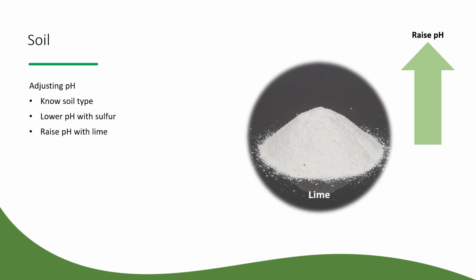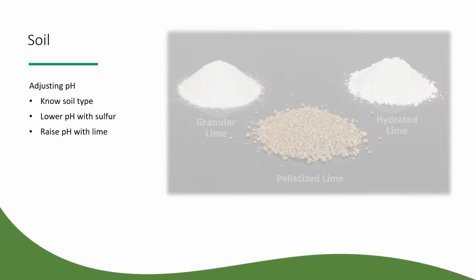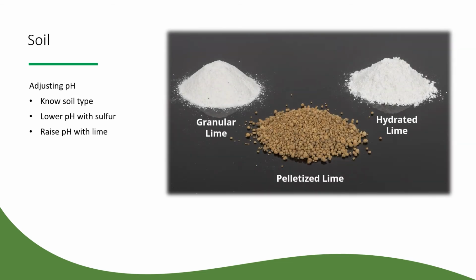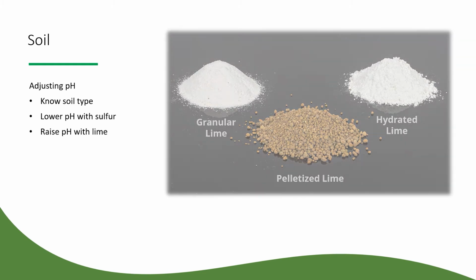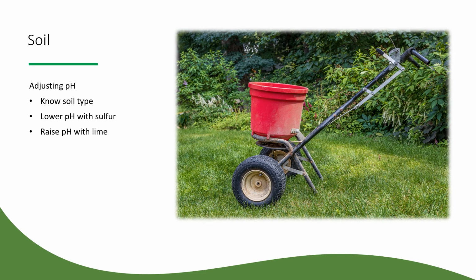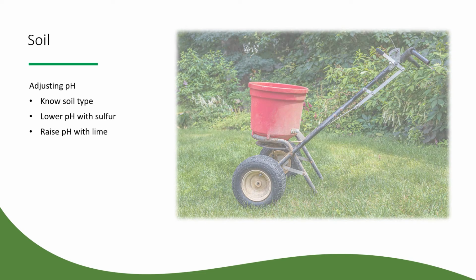The best way to raise soil pH is to add lime. Lime is readily available and easy to apply. You may have a few types of lime to choose from, depending on what retailers in your area carry. Pulverized or pelletized limestone is usually a good choice. Pelletized lime can be used in a broadcast spreader.